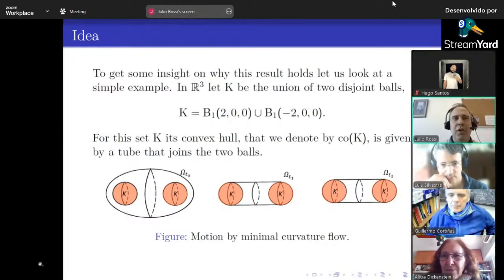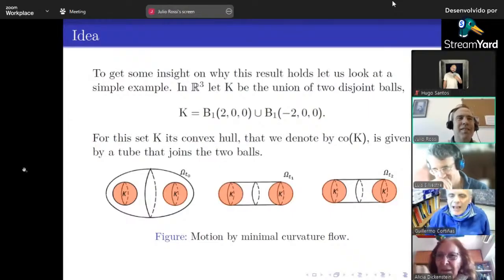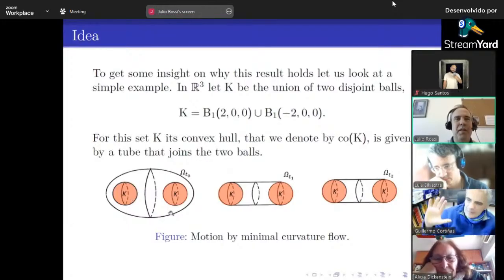No, K is not convex. K, in the model example, sorry, is the union of two balls. You want to find the convex hull? No, sorry, no, I haven't. Omega zero is not assumed to be convex either.